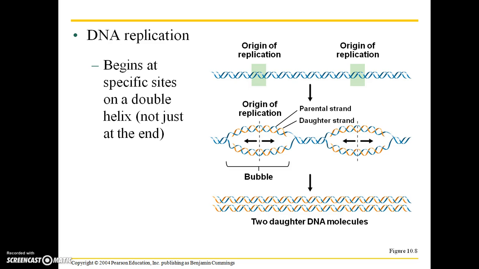So DNA replication begins at specific sites on a double helix. It's not just at the end. So we can have several origins of replication occurring. Again, the parental strand is shown in blue and the daughter strands are shown in orange. So what you end up with is two daughter DNA molecules. One half is composed of the original parent strand and one half is composed of the newly synthesized daughter strand.